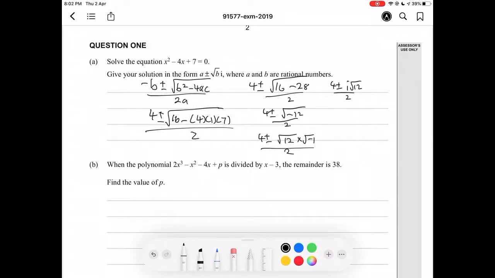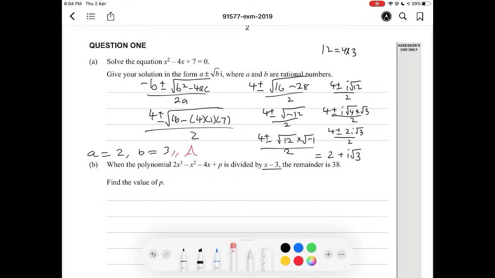Again, this 12 can be further simplified. We can split 12 up into 4 and 3, so we can say 12 equals 4 times 3. So this simplifies to 4 plus or minus i root 4 times root 3, over 2. Root 4 is 2, so 2i root 3 over 2, and this simplifies to 2 plus or minus i root 3. Therefore, your a value is 2 and your b value would be 3. And that's the achieved question there.